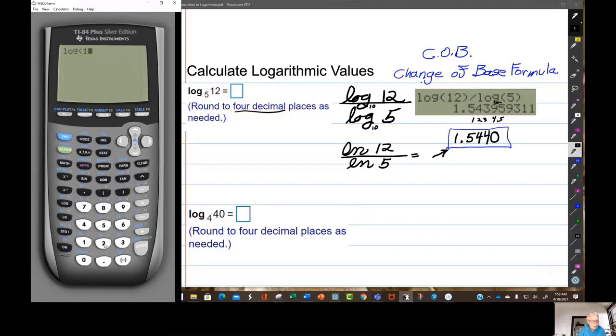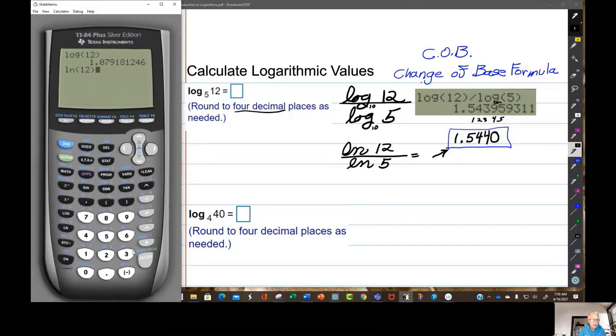Log 12 is that number right there. Now I'm going to take the ln of 12. No, that's 15. I want 12. There you go. Close parentheses. The ln of 12 is an entirely different number. Same thing is true for log 5. It's important that we take the time for you to see this. Log 5, enter. Is that number.